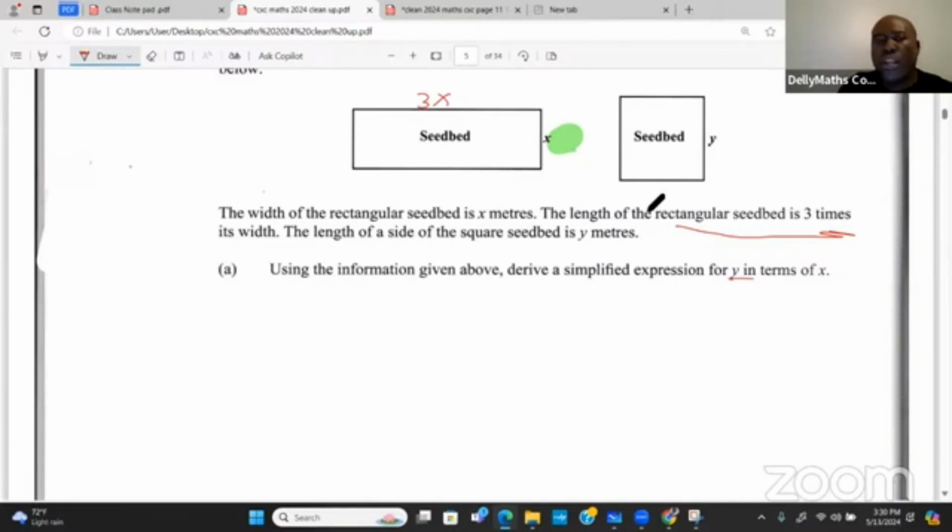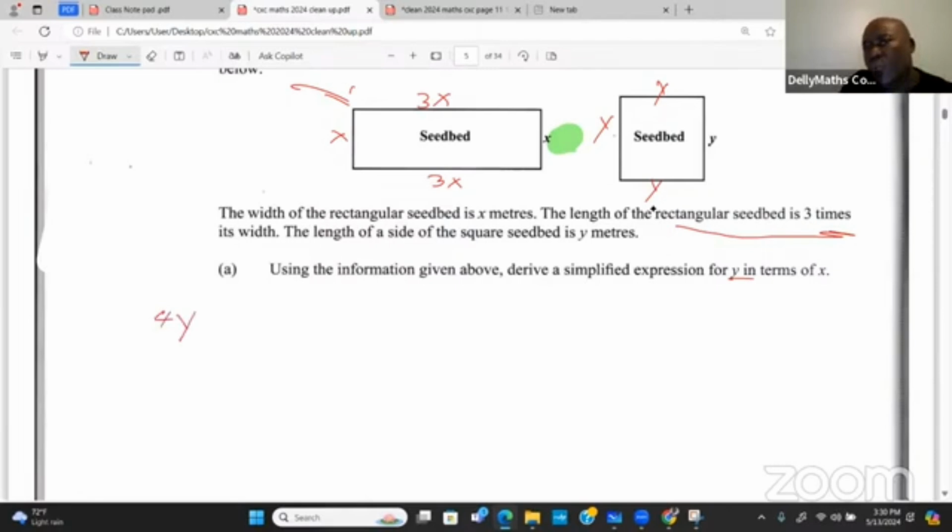So the idea is that this is 3x and this is x. This is y, this is y, this is y. They want us to represent y, but what we do have is that if we add up the perimeters of the 2 shapes, it's going to equal 60. So if I add up the one for the rectangle and subtract it from 60, I'm going to end up getting the one for the square.